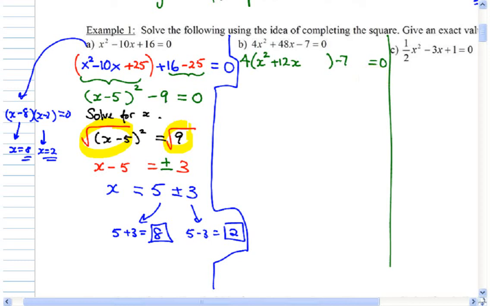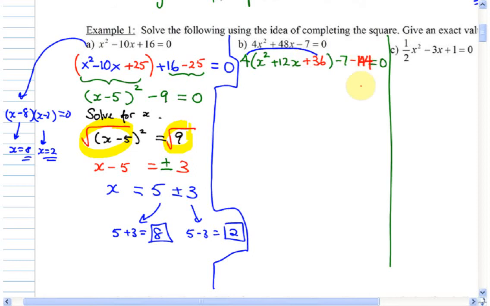Good. Half of 12 is 6. 6 squared is 36. And then minus 36? No. Oh, no. That's right. Don't forget, times it by the number outside. 4 times 36 is 144. So let's subtract out 144.